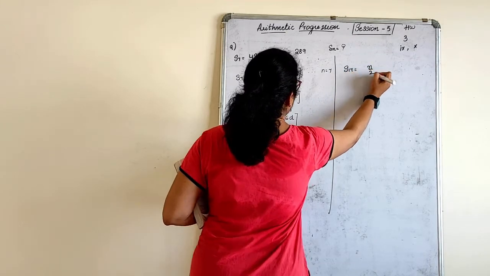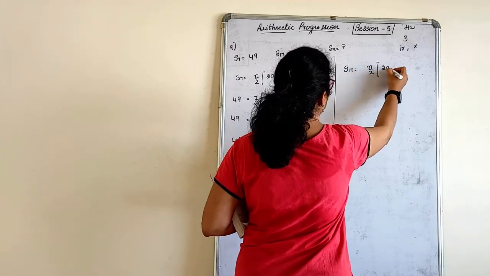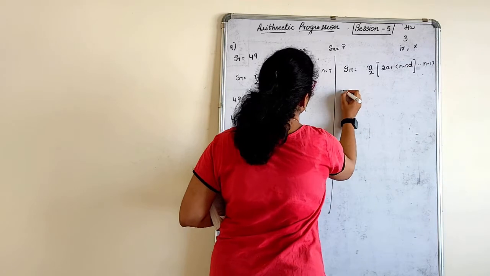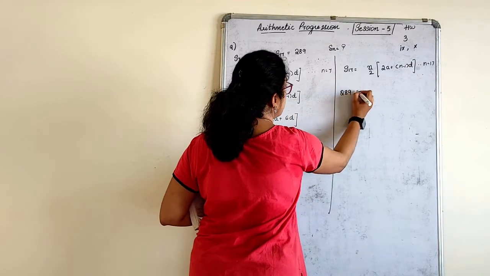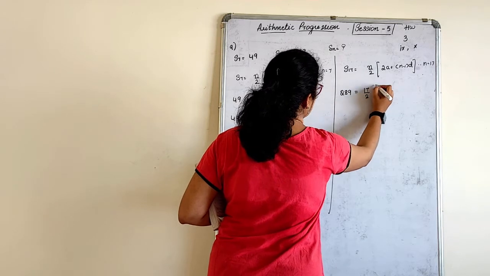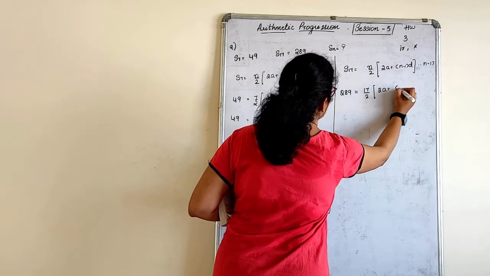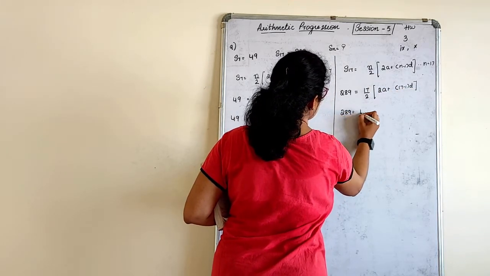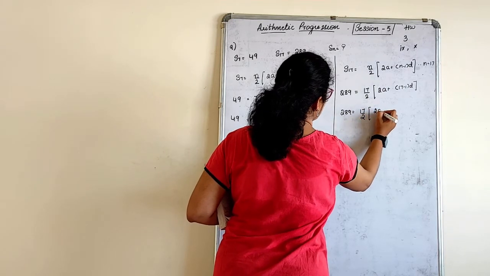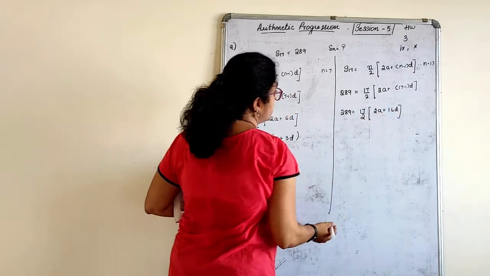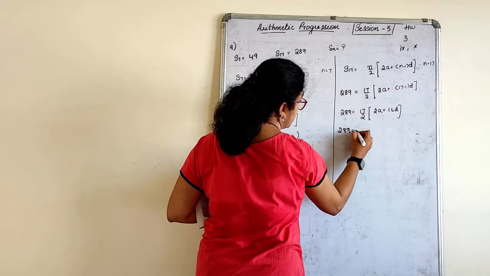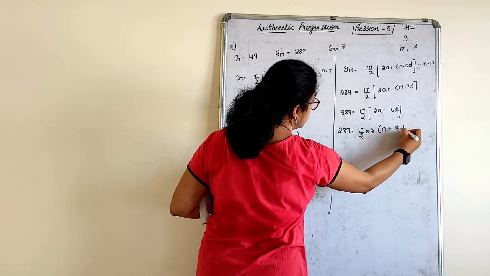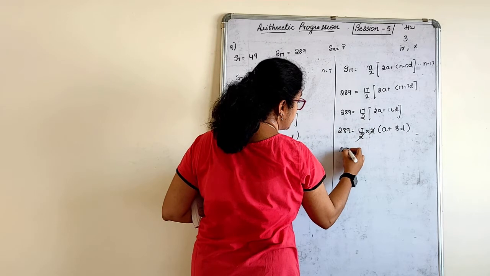S17 is equal to n by 2, 2a plus (n minus 1) d, where n is 17. S17 is 289, which is equal to 17 by 2 of 2a plus (17 minus 1) d. So 289 is equal to 17 by 2 of (2a plus 16d). 2 common you can take: 17 by 2 into 2 times (a plus 8d). 2 and 2 cancel. Bring 17 down.